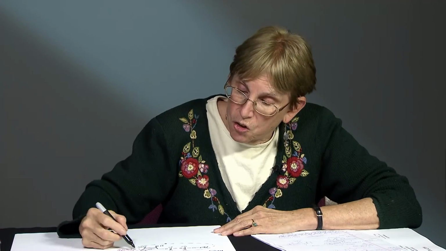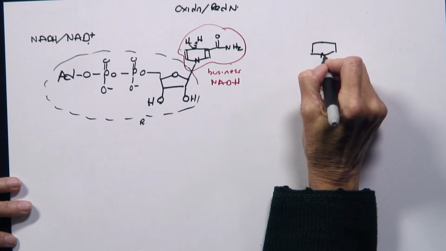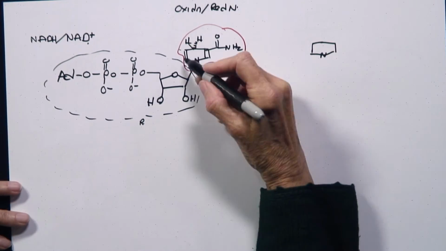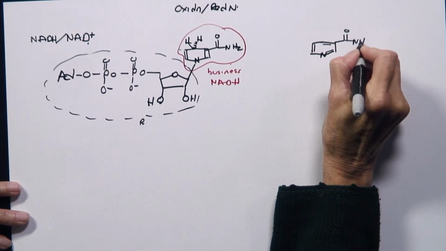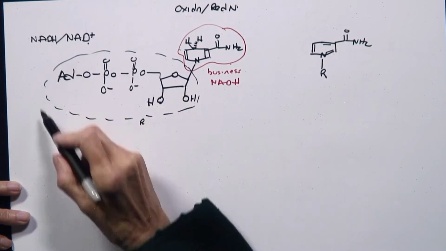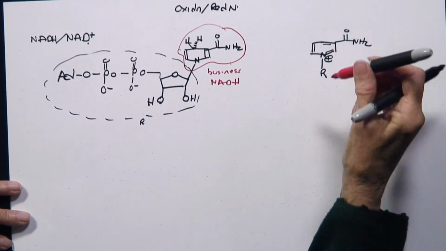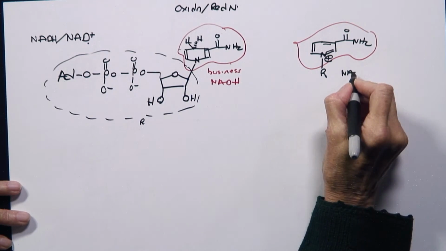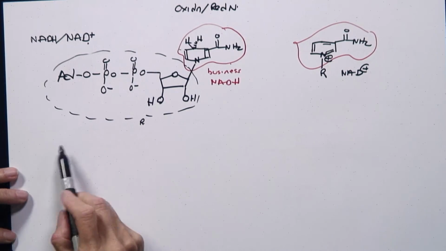Okay, so in addition to the reduced form, since we're doing oxidation and reduction, you need to know what the oxidized form is. And the oxidized form is the following, where you need to lose a couple of electrons and a couple of protons out of this ring to generate this nicotinamide ring. Again, this part of the molecule is indicated as R, and then you retain a positive charge. So again, this is the part of the molecule we're going to be focusing on, and this is the oxidized form of the cofactor.